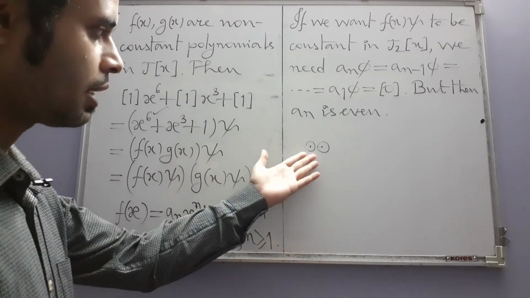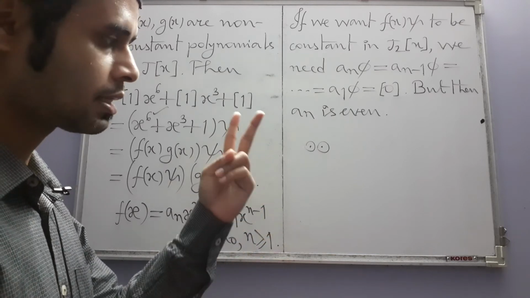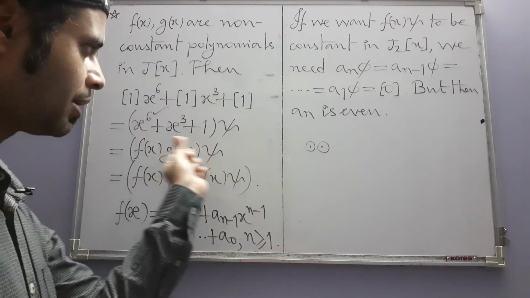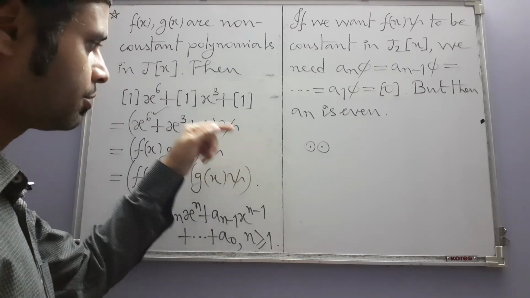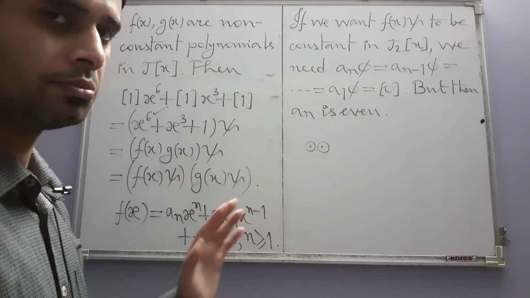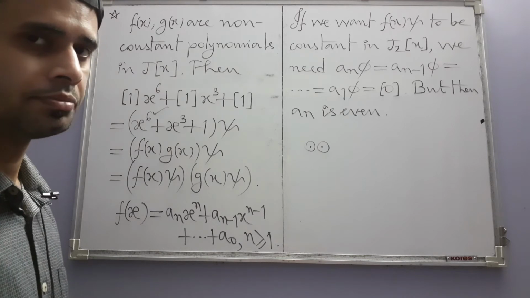Even integers are not units in the ring of integers. The ring of integers has only 2 units, 1 and minus 1. So that is why when you are multiplying two integers, if you have to get 1, either both of them should be 1 or both of them should be minus 1. So we are getting a contradiction here.